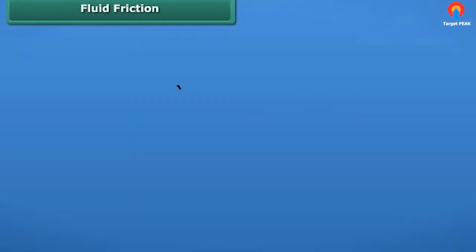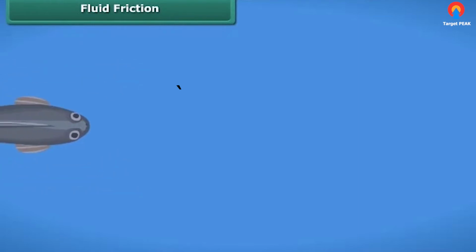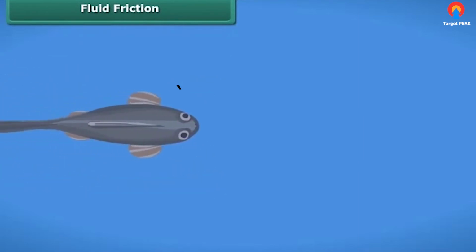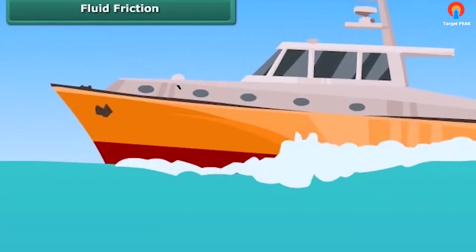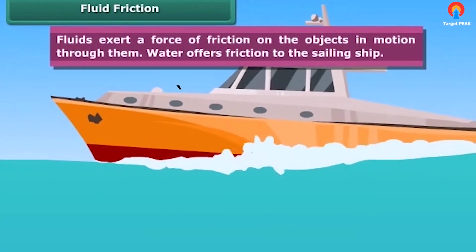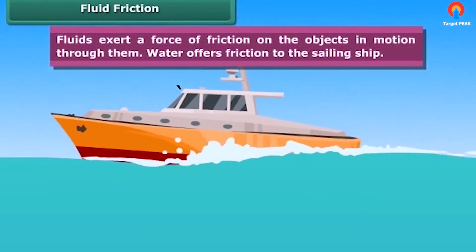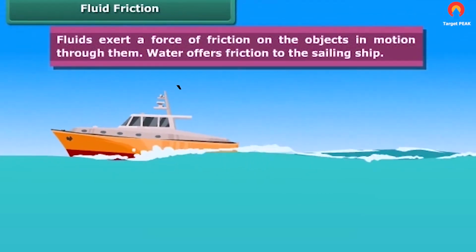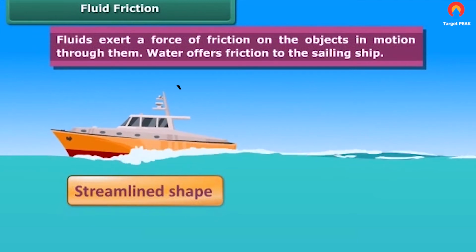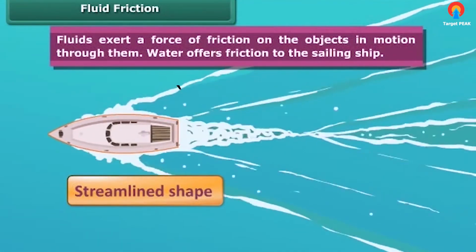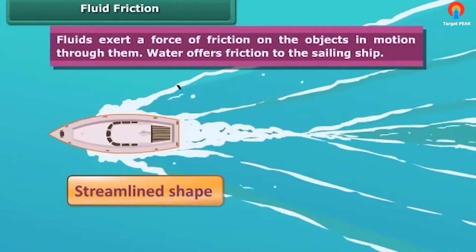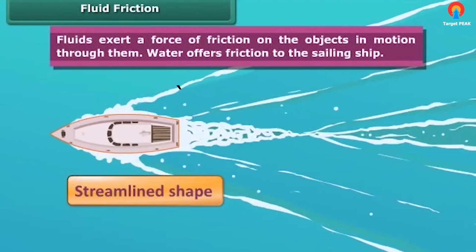The streamlined shape of fishes helps them in reducing the force of friction between their body and the water through which they move. Boats and ships are narrow in front and sloping on sides. This is known as streamlined shape. Streamlined shape reduces friction from the fluid medium through which these objects move. Water offers friction to the sailing ship.